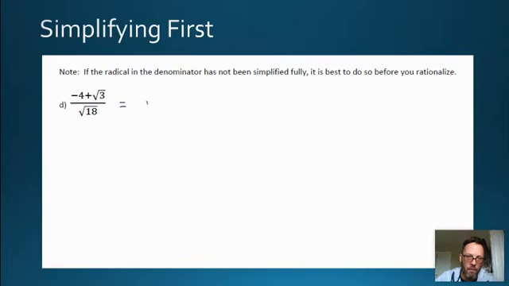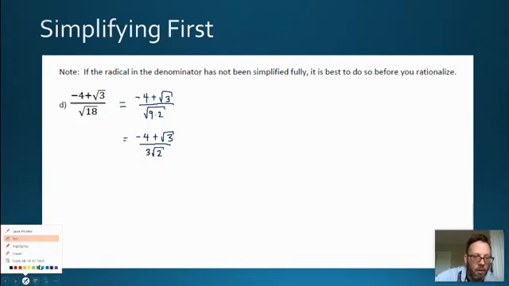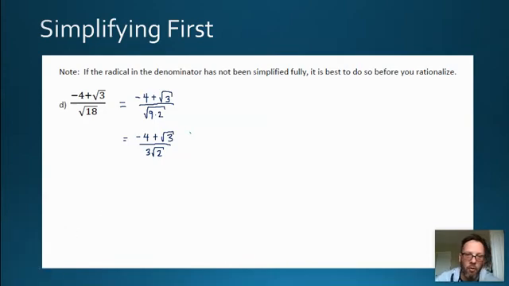So I have some space on my screen right to left here. I might just simplify the bottom this way. I'll show an intermediate step. 18, I can write as 9 times 2. And the root of 9 is just 3. So this simplifies to minus 4 plus the root of 3 all over 3 times root 2. And now that root 18 is simplified, I can see that I don't have to multiply by root 18 over root 18. I can multiply by root 2 over root 2 using the same ideas as our previous three examples.